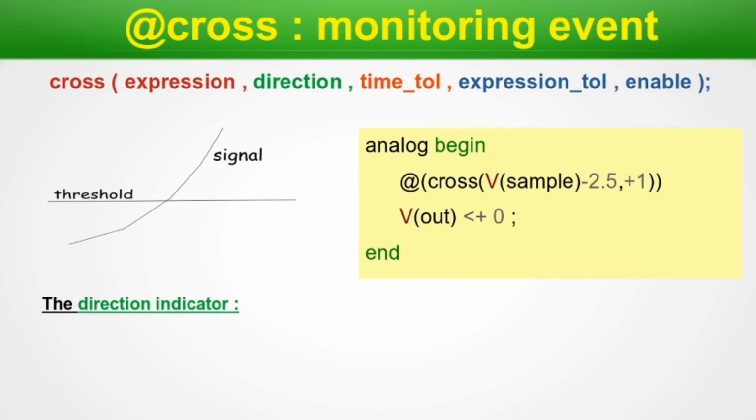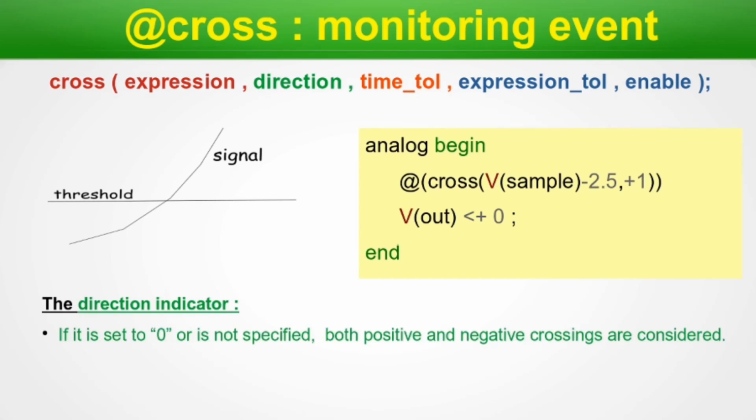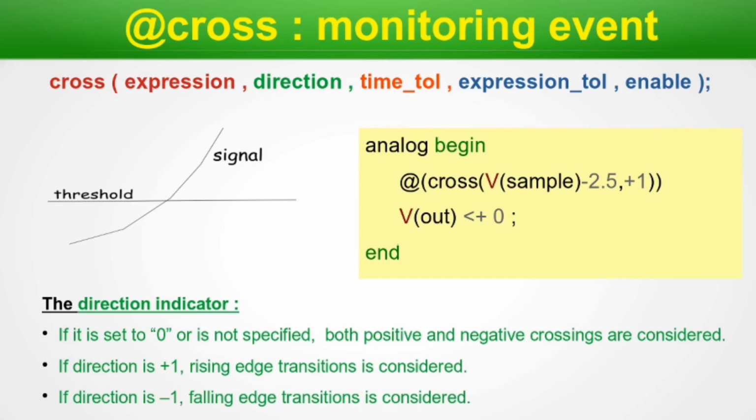So let's talk more about the direction operator. If it is set to 0 or not specified, both positive and negative crossings will be taken into account. If the direction is +1, then the rising edge transitions will be considered. If it is -1, then the falling edge transitions will be considered. So guys, this is the cross function that we use in the analog block. So we are done with this one. Let's move on to the next one.